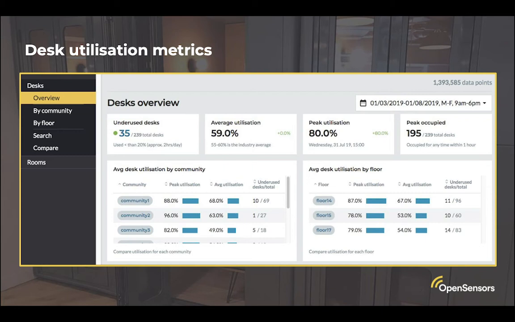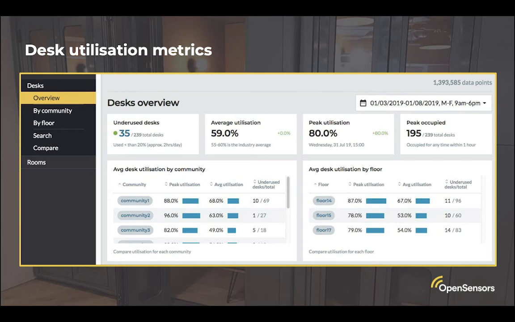Peak utilization and peak occupied identify the busiest period in the office in percentage and by desk count. They are very powerful because they enable you to plan for the busiest peaks when the most people are in the office. And something I'd like to draw your attention to, which is very, very interesting, is the discrepancy between average and peak utilization, because it shows how much the utilization of the space varies. The closer the gap, the more even the utilization is throughout the work week.